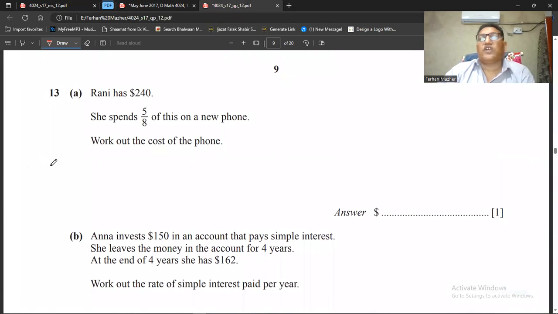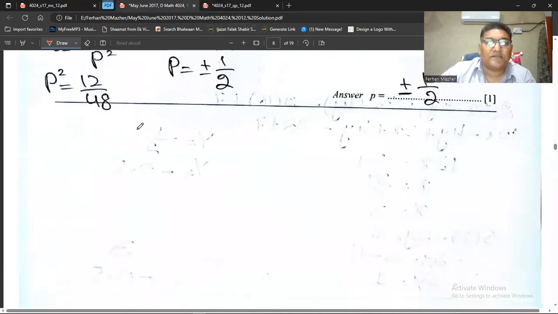The next question is question number 13. Part A: Rani has $240. She spends 5/8 of this on a new phone. Work out the cost of the phone. The cost of the phone is 5/8 of 240.